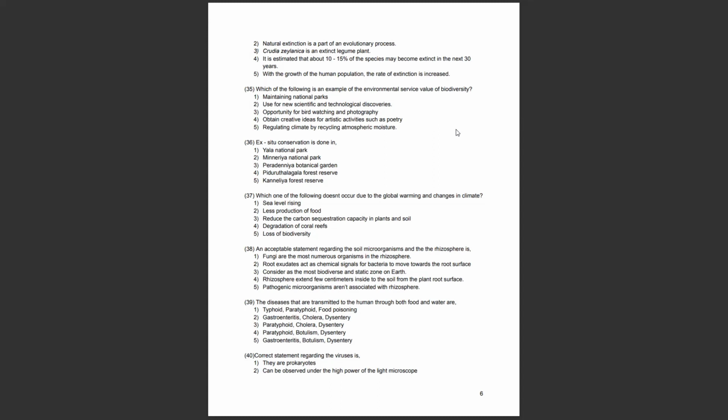Less production of food years. Then degradation of coral reefs. ඉරේලිය වුණාට වඩා වැඩිනම් මොකද වෙන්නේ? අරව destroy වෙනවා. coral පාර. Loss of biodiversity years. Reduce the carbon sequestration capacity in plants and soil. That is happened due to desertification. So the answer is the third answer. Okay? හරිද? Any doubts? ප්‍රශ්න මොකුත් තියෙනවද?